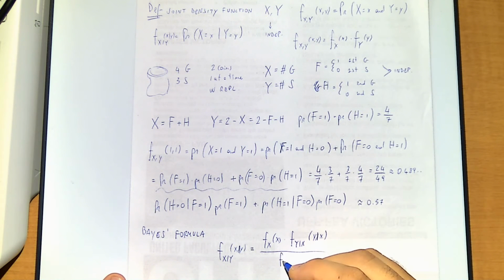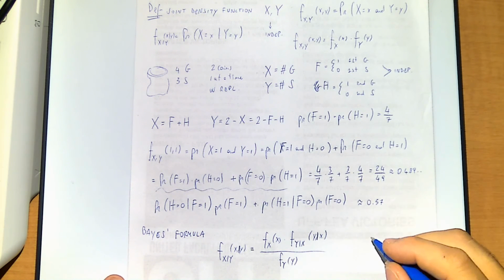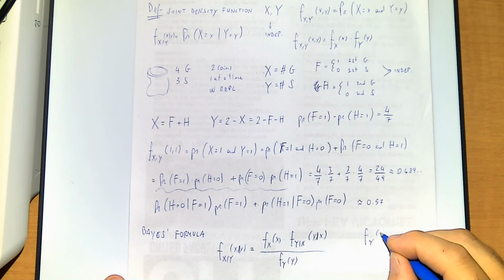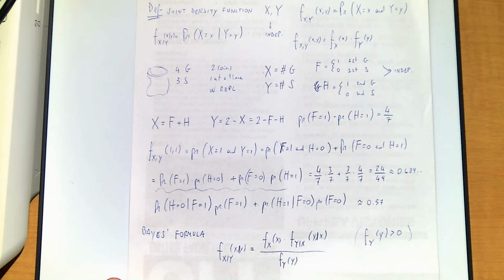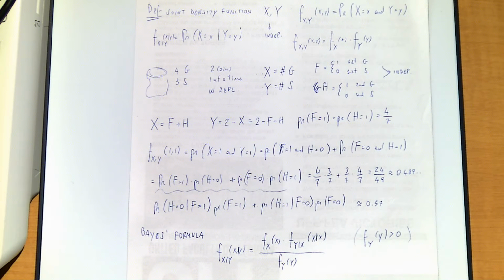Divided by f y of y. So we have to assume that f y of y is bigger than 0, of course. And this is the same as the Bayes formula that you saw for just normal events. Now you can actually translate it to random variables. So you have another example in the book that uses Bayes' formula to calculate stuff. This is basically just tools that we're putting around.